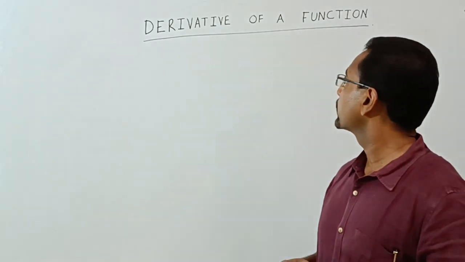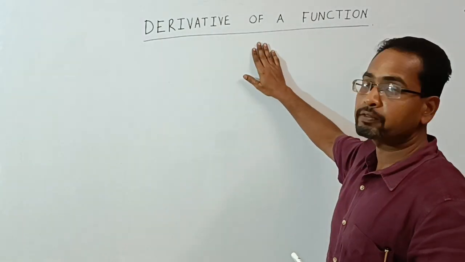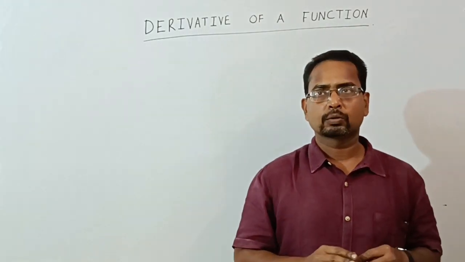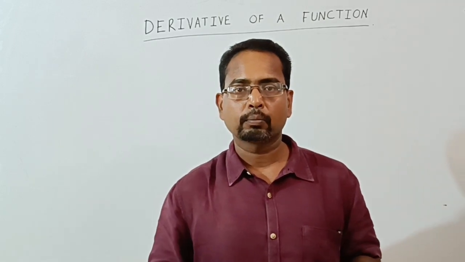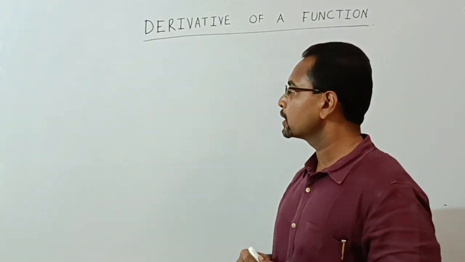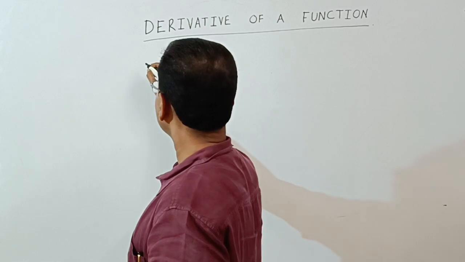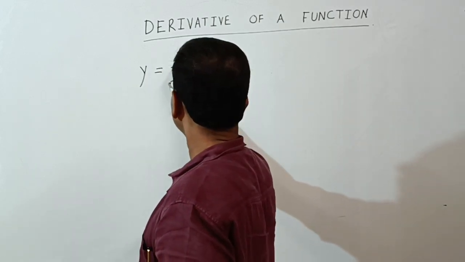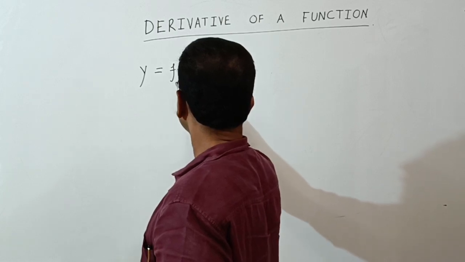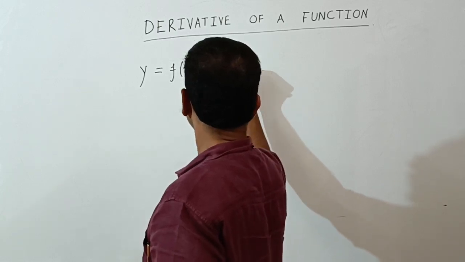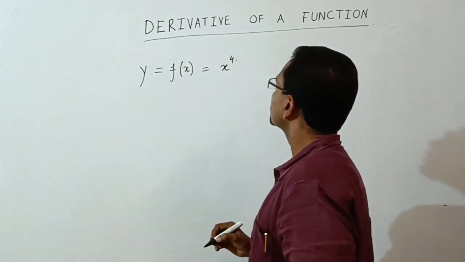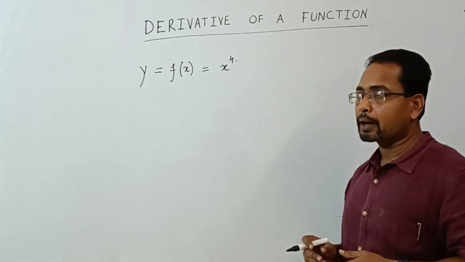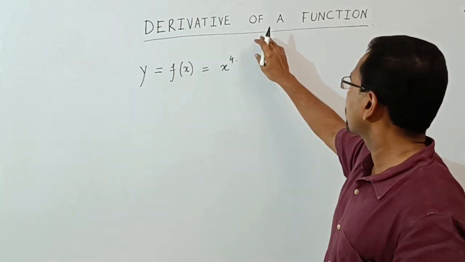Today we are going to find the derivative of a function. We will learn how to differentiate polynomial functions. Let's see with an example. Suppose we have a function y equal to f of x is equal to x to the power of 4. This is the function, and we want the derivative of this function.